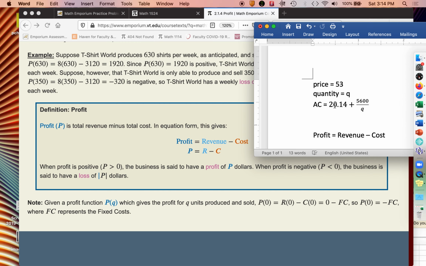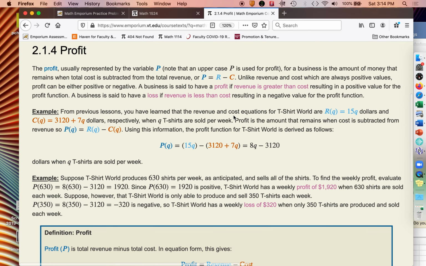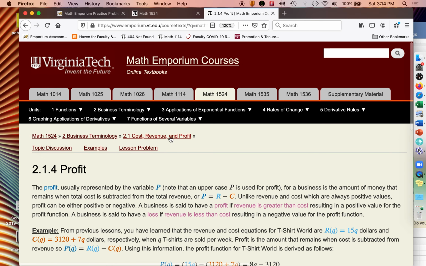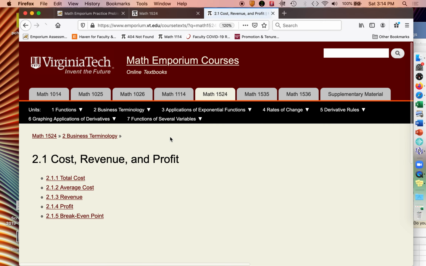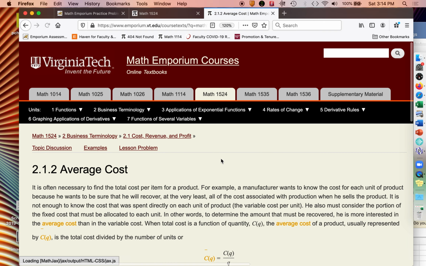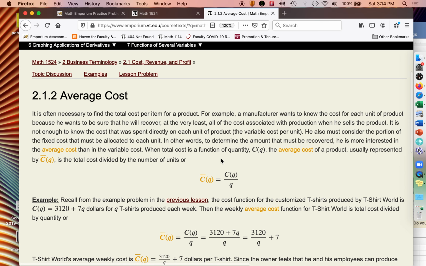Okay, well, this has average cost, not cost. So I feel like we need to do something to convert that to cost from average cost. Let's look at 2.1.2 where it has average cost. How does average cost relate to cost? And you're welcome to read the rest of this, of course, but it tells us the average cost is equal to the cost divided by Q.